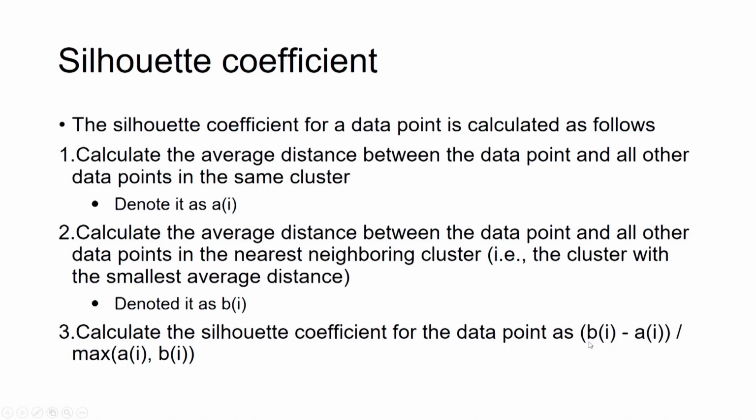So, here we can say that if bi is greater than ai, it means the distance between this data point and the data points in the other cluster is more, and ai is small, meaning the distance between this data point and other data points that are in the same cluster is less, and that is why this bi minus ai is positive.